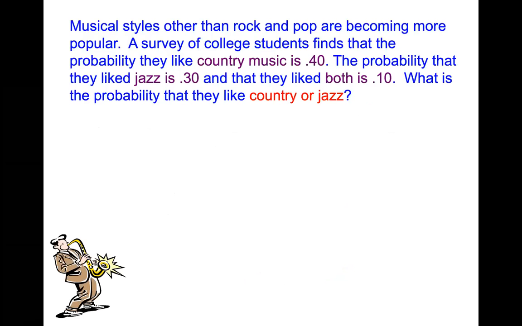Musical styles other than rock and pop are becoming more popular. A survey of college students finds that the probability that they like country music is 0.40. The probability that they like jazz is 0.30, and that they like both is 0.10. What is the probability that they like country or jazz?